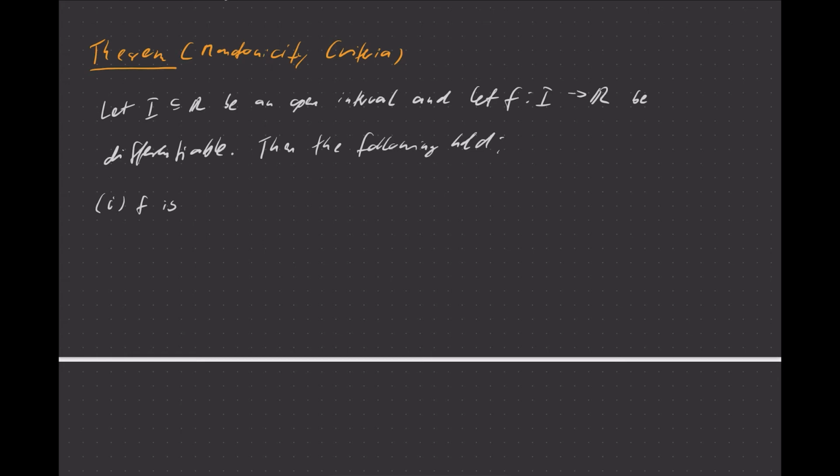f is increasing on I, and of course the reverse in this case is also true. If the derivative is non-negative, the function is increasing. It doesn't have to be strictly increasing, but it still will be increasing, and that of course includes the possibility of the function just being constant. So f is increasing on I if and only if f prime of x is greater or equal to 0 for all x in I.